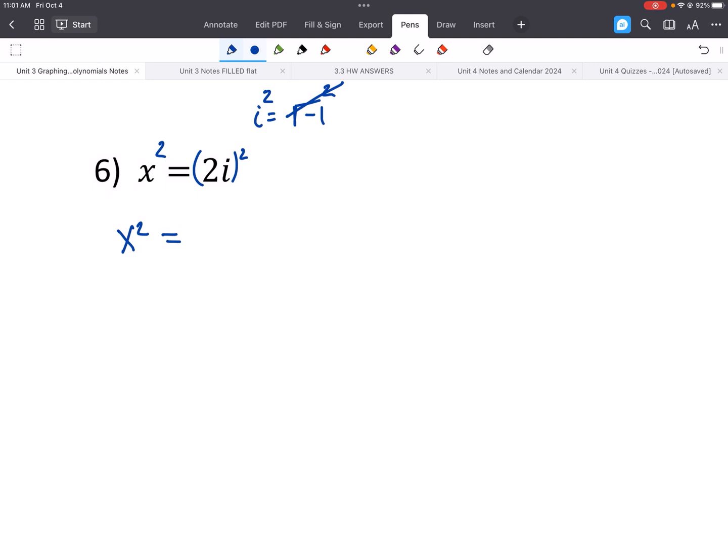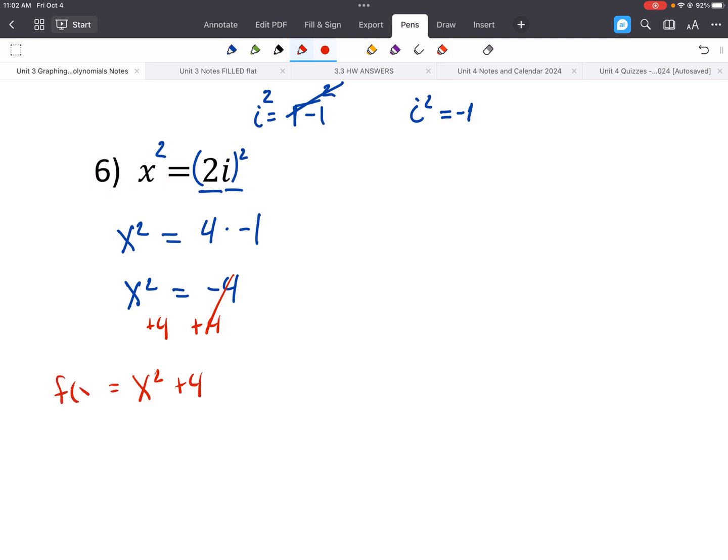Well, those are opposites. They cancel out. So i squared is negative 1. So here we would end up getting 2 squared, which is 4, times i squared, which is negative 1. So we'd have x squared equals negative 4. And you could probably just skip that step. Just remember that when we're squaring an i, it's going to change the sign. Okay? And then the last thing we'd want to do is to add 4 to both sides. And we'd get x squared plus 4. And that is our function.